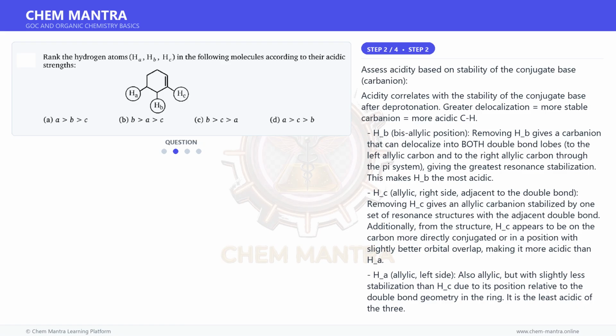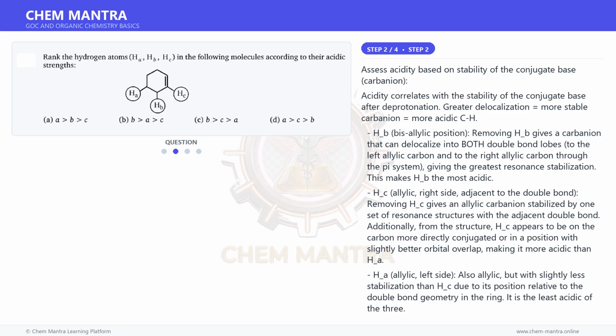H_C, allylic, right side, adjacent to the double bond: removing H_C gives an allylic carbanion stabilized by one set of resonance structures with the adjacent double bond. Additionally, from the structure, H_C appears to be on the carbon more directly conjugated or in a position with slightly better orbital overlap, making it more acidic than H_A.